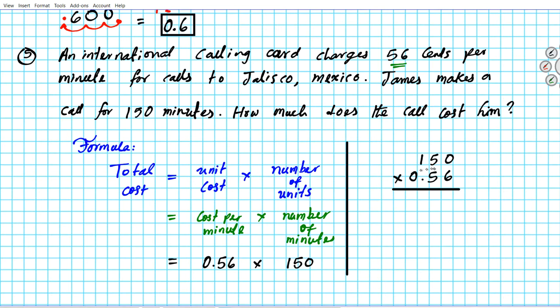We're going to be using our algorithm for multiplying 3 digits by 2 digits here. So first, 6 times 0, we're starting with the ones place. 6 times 0 is 0. 6 times 5 is 30. 0 carry 3. 6 times 1 is 6. Add that 3, it's going to be 9.